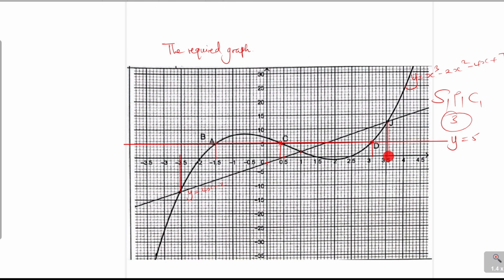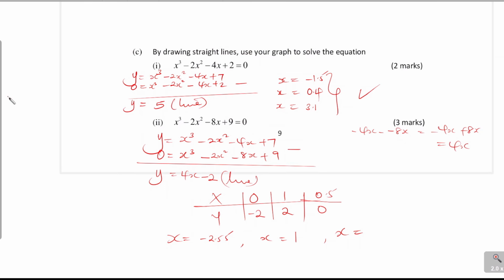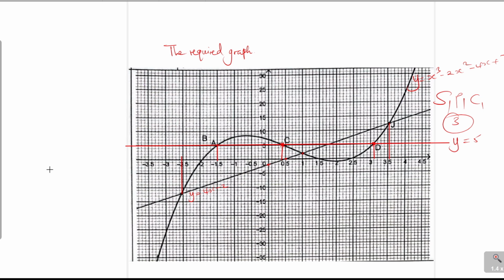So x is 3.55. So those are the solutions. We did that by simply checking where the line, the equation of that line, where this line here intersects with the curve. So those are the points. You read the coordinates of those points. So that is how you're supposed to solve that question.